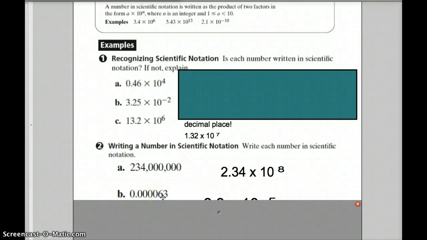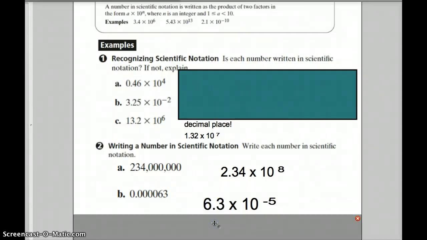Now in this case, we're making a very small number look a little bit bigger by placing the 6.3. So our exponent is actually a negative here. So we've got 6.3 times 10 to the negative 5 because we've moved our decimal place to the right 5 spots. So when we move our decimal place to the right, it's a negative exponent, and just as we saw in example A, when we move it to the left, it's a positive exponent.